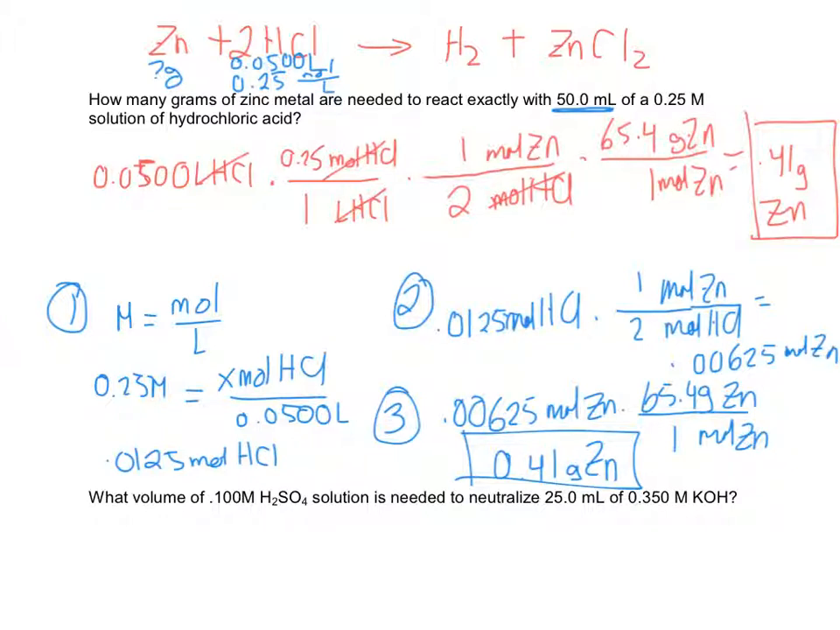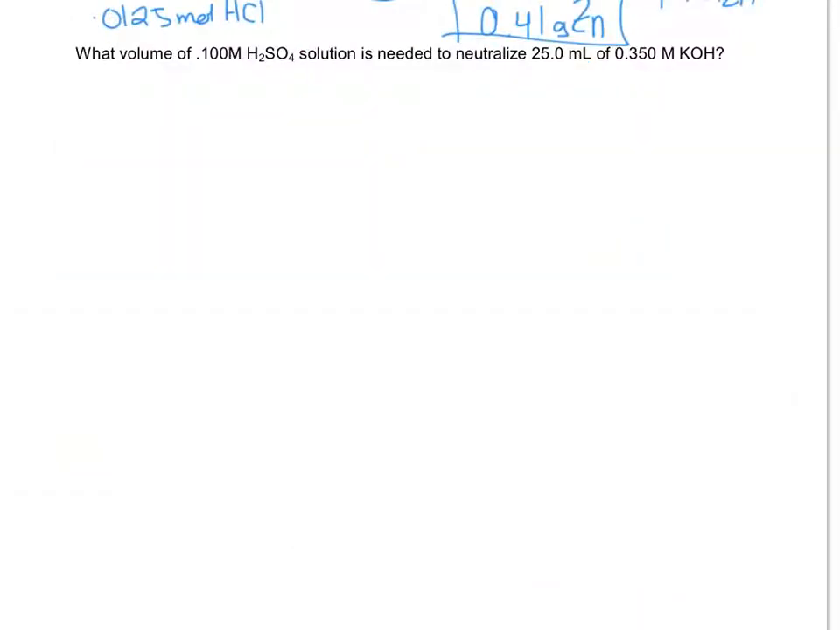All right, let's try another problem. Okay, so in this problem, it asks what volume of 0.10 molar sulfuric acid solution is needed to neutralize 25 milliliters of 0.35 molar KOH. So this is an actual titration example. You could do this with your burette and your flask, and you add indicator, and then when it turns colors, then that's when you would stop.